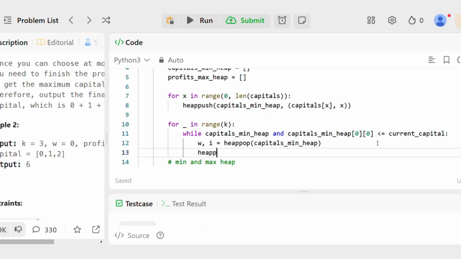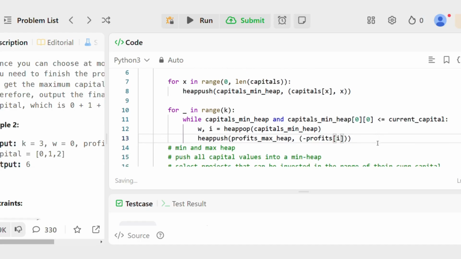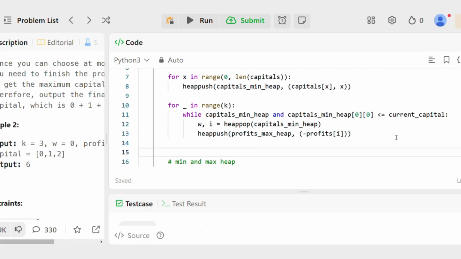Heap push, not pop, because we're appending to the heap. So we're going to append profits max heap, comma, profits I, and then if it's not profits max heap, we are going to break.